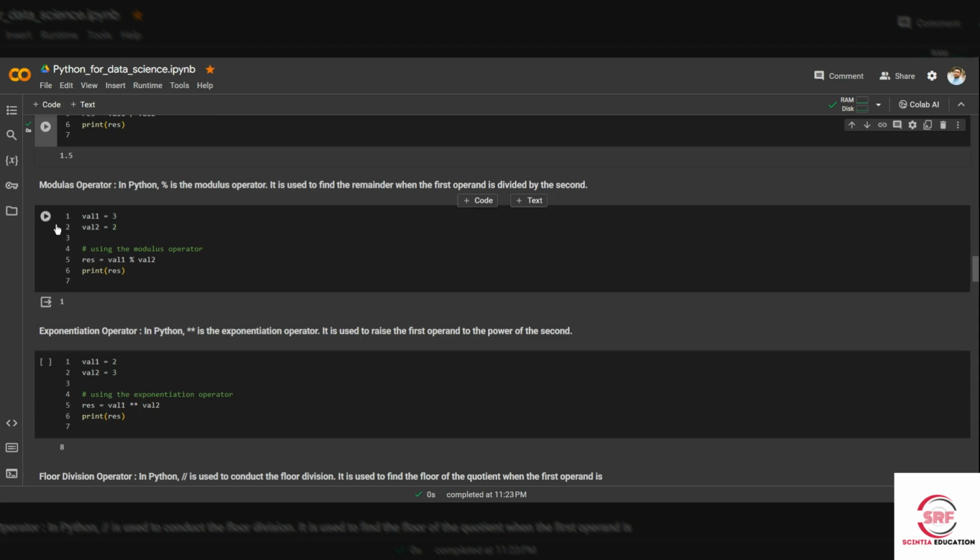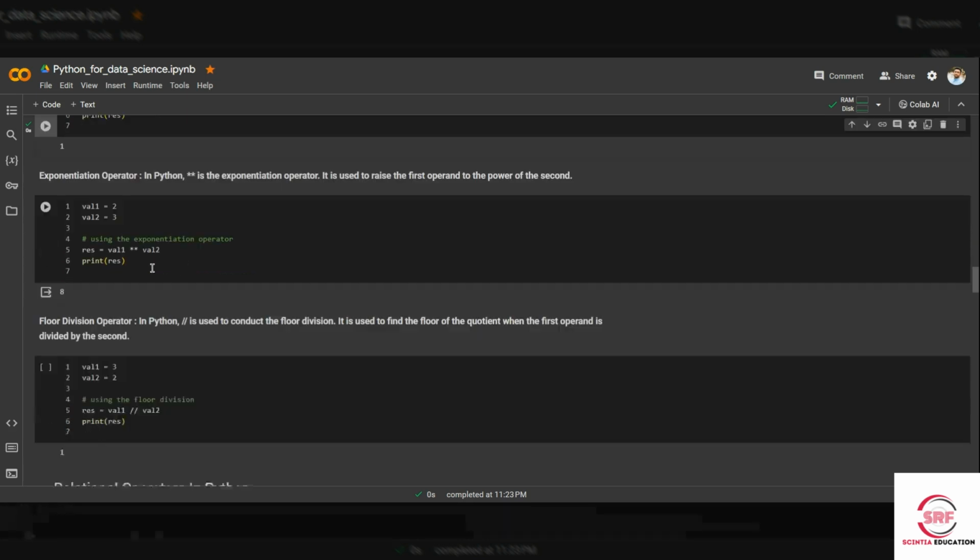Then we are discussing the modulus operator in Python. The percentage sign is the modulus operator. It is used to find the remainder when the first operand is divided by the second. Here we take value 1 and value 2 as 3 and 2, and if we use the modulus operator, it gives us the modulus value of the operands.